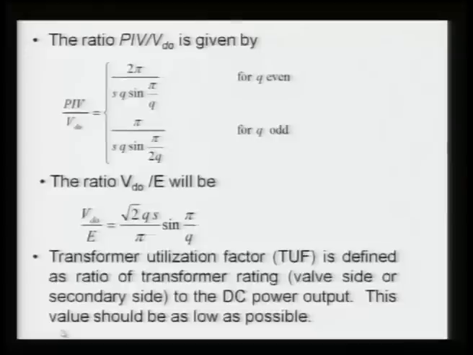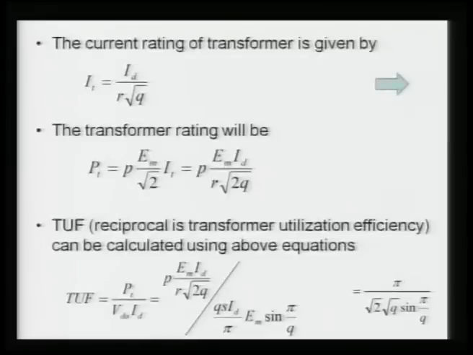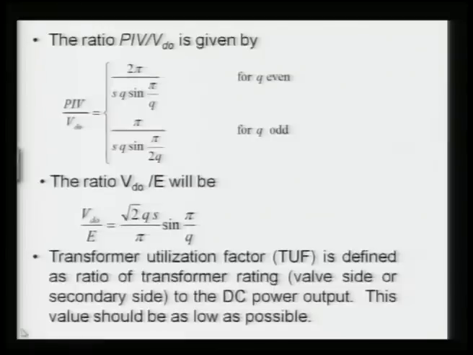For VDO, we have already derived what it will be in terms of the number of series valves as well as the number of commutating valves in a group. So, the peak inverse voltage divided by VDO for the even number of Q will be this value, and for odd Q, we get pi upon SQ sin pi upon 2Q. We will see this value for different values of S, Q and R, for a given pulse number, in the next slide.